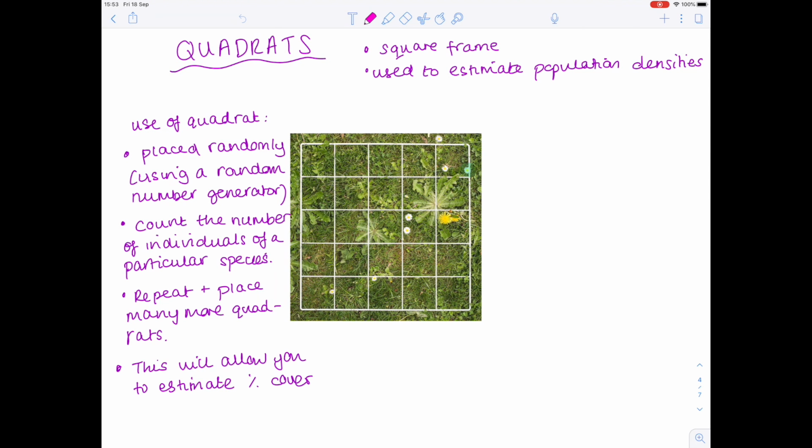Remember, a quadrat is a square frame, as you can see in the picture, and it's used to estimate population densities. So you count the number of individuals of a particular species that sit within the quadrat. Those quadrats, remember, are placed randomly, and then you can multiply up to cover a larger area to work out species density, estimate species population.